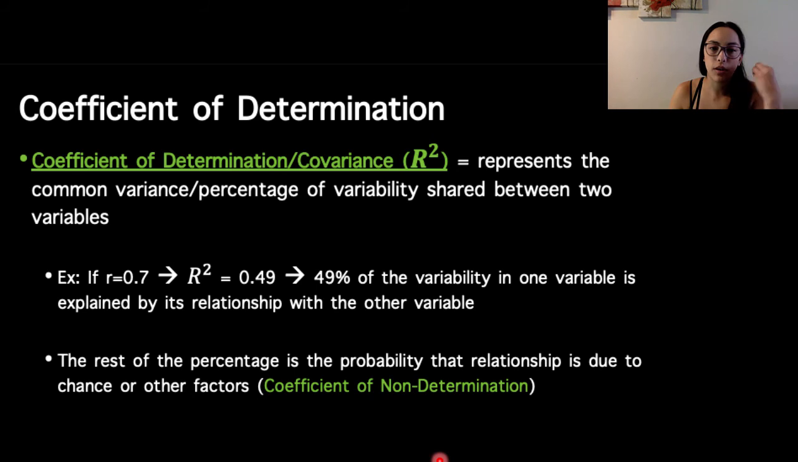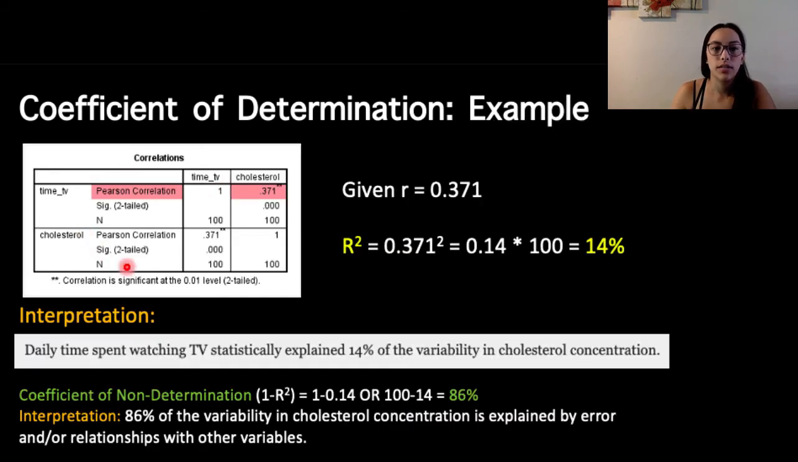So to put this in terms of variables, I've used the exact same example that we showed on previous slides, where we're looking at the relationship between the time spent watching TV and cholesterol concentration. I've highlighted our Pearson correlation coefficient, so R is 0.371 in this scenario. If we square that value, we get 0.14, and if we multiply that by 100, we get the percentage of variability.